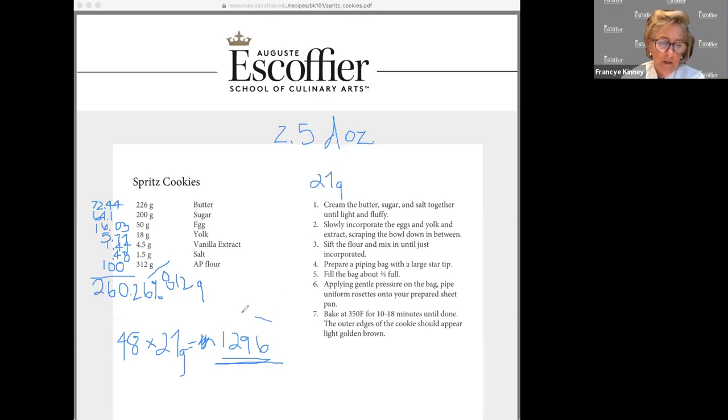So 1296 is our desired yield to make 4 dozen Spritz cookies that are roughly about 27 grams. Then 1296 divided by this baker's percentage of 260.26% gives us 497.96, which I will round to 498. So we'll say we're going to use 498 grams of flour. Then we'll simply take that 498 and multiply it by each one of the percentages.